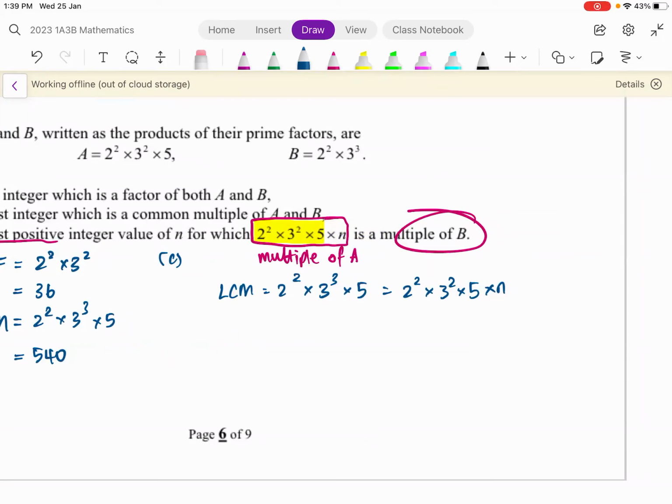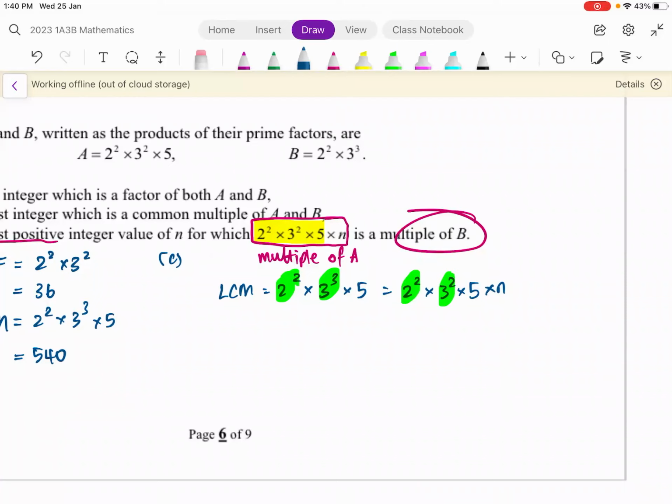Okay, since they are the same, let me look at the 2 square and the 2 square. Same, right? Okay, no problem. 3 cube. Oh no, how many 3's do we have here? 2 of them, right? I said that they are supposed to be equal, but on the left hand side, I've got 3 3's. On the right hand side, I only have 2 3's. Where's the third one? It is inside the n.